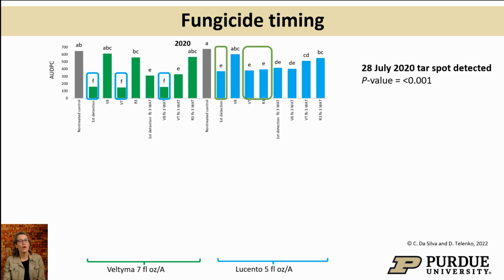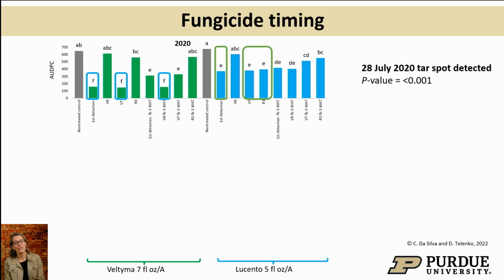And so what you can see here is that with the Valtimer, that application at the first detection on the 28th of July, which would have been very close to VT, or the VT application, or the V8 followed by the 3 weeks after treatment application, all did best at controlling the disease.